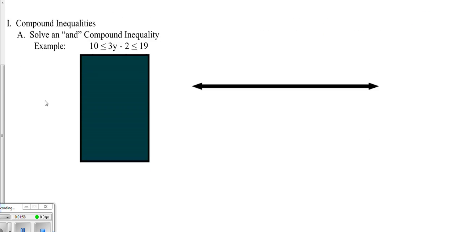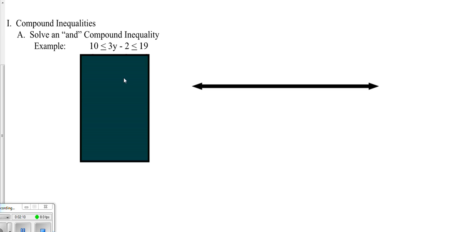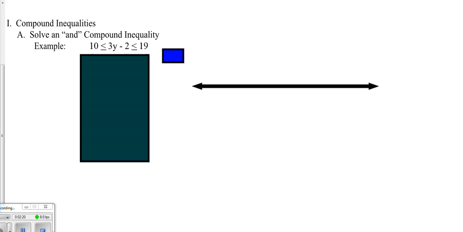Okay, so let's look at a few actual compound inequalities. We're going to use an and compound inequality. So remember, and comes from up here, intersection. So this graph is going to be what's called an intersection. Now right here, we technically have two inequalities. Even though it looks like just one big one there, if I were to block out this piece, here's one where it says 10 is less than or equal to 3y minus 2, which is actually the same as saying 3y minus 2 is greater than or equal to 10.